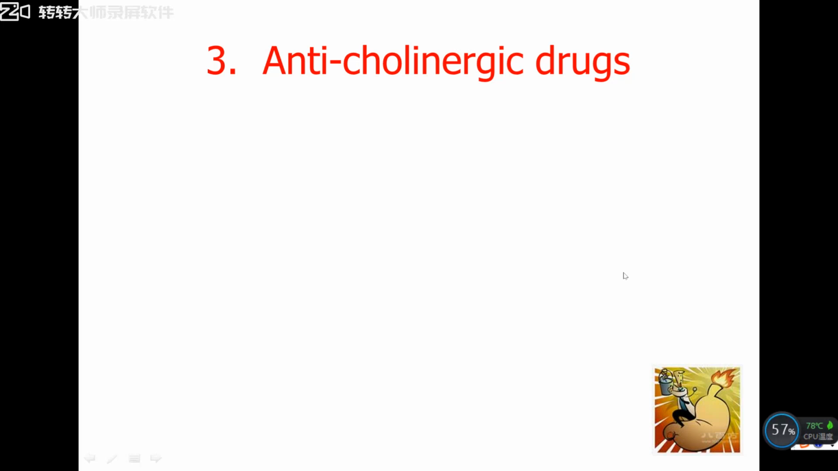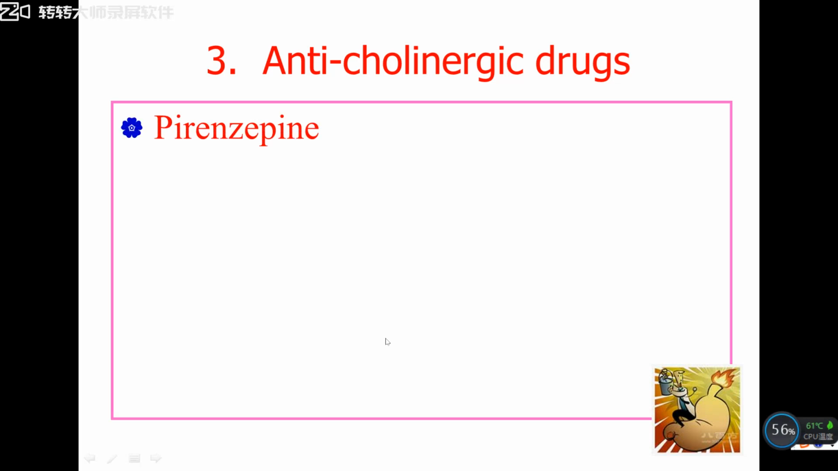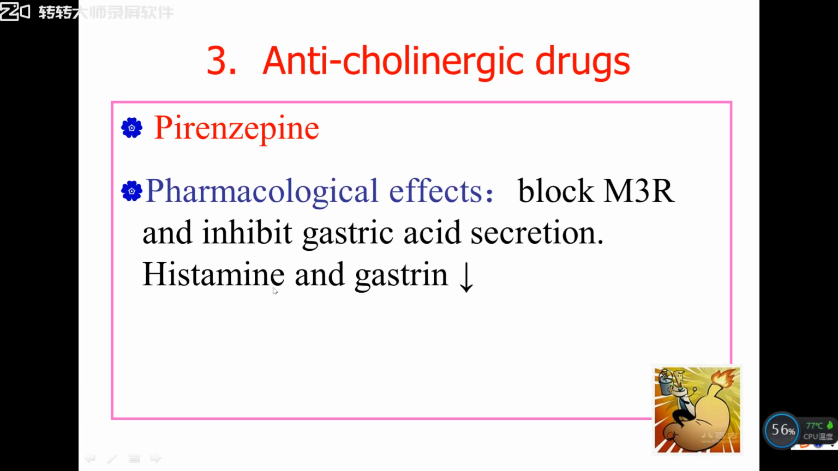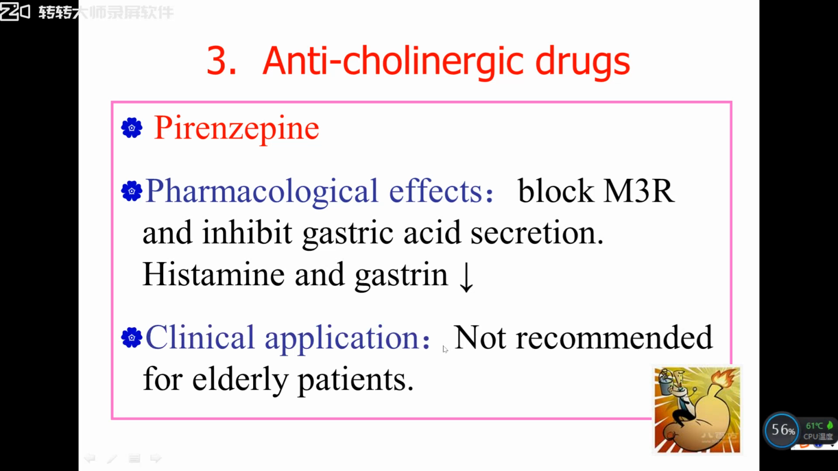The third inhibitor, M receptor blockers, inhibit acid secretion. We studied atropine, and we should know we use atropine as the prototypical agent. In clinic, we use selective M3 receptor blockers, such as pirenzepine, to treat gastric ulcer. This drug can inhibit gastric acid secretion, and also inhibit histamine and gastrin secretion. So it is used to treat gastric ulcer, but not as the first line agent.